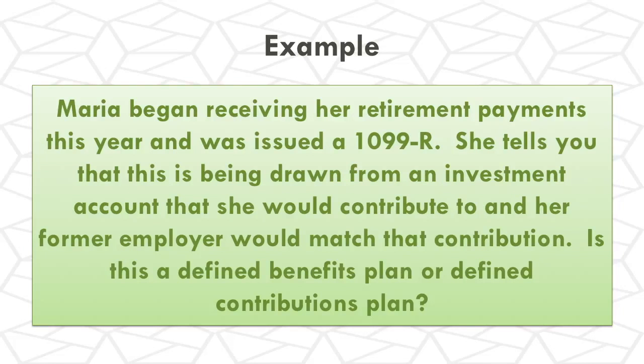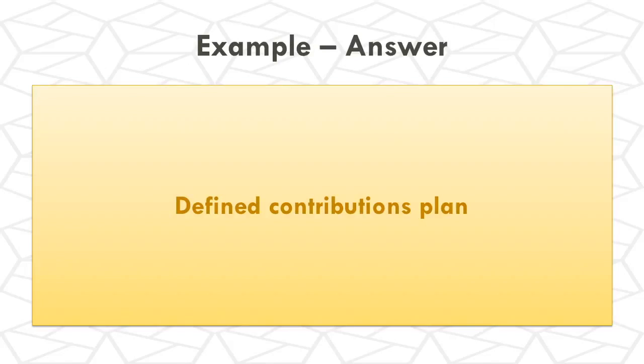The next one: Maria began receiving her retirement payments this year and was issued a 1099-R. She tells you that this is being drawn from an investment account that she would contribute to and her former employer would match that contribution. Is this a defined benefits plan or defined contributions plan? Defined contributions plan, because she was contributing and her employer was matching.